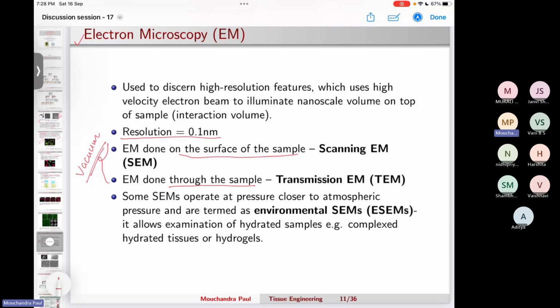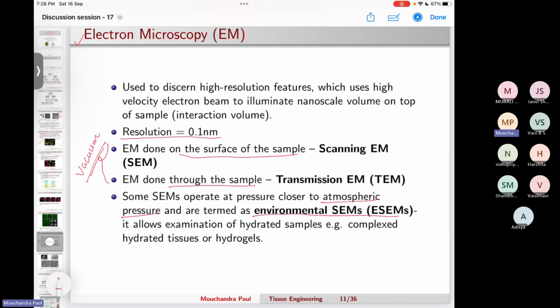Okay, but there is another form of electron microscopy that can be done at atmospheric pressures, called environmental electron microscopy. For SEM and TEM, these two techniques, you have to make sure that your sample doesn't contain any water. So we have to dehydrate it through some treatments.